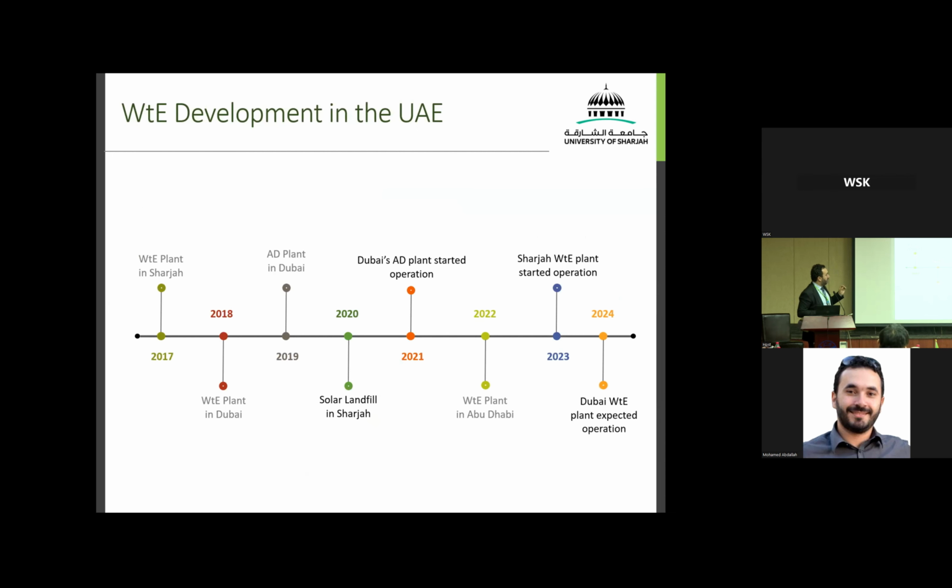So the reason I wanted to show this timeline is to show you the decision-making process in the UAE. Whatever is in gray, I don't know if it's very clear, but those are when the idea came and we started to see it in the newspapers and online. For example, the waste to energy plant in Sharjah, the first mention of it is in 2017. It was operated this year. It takes time to make things a reality. But then when they started building, they finish it in a couple of years.